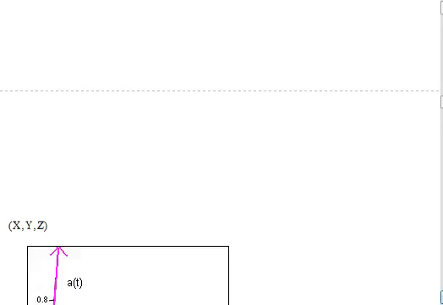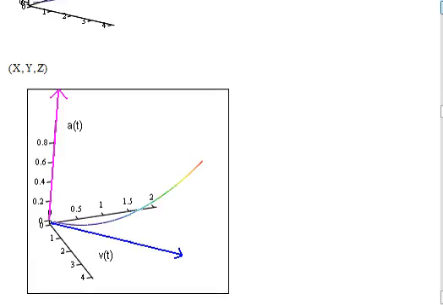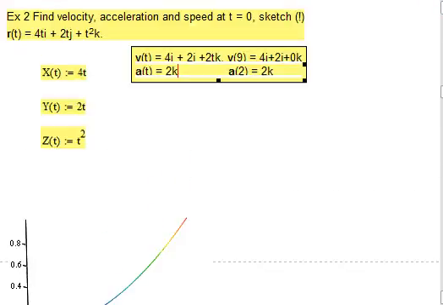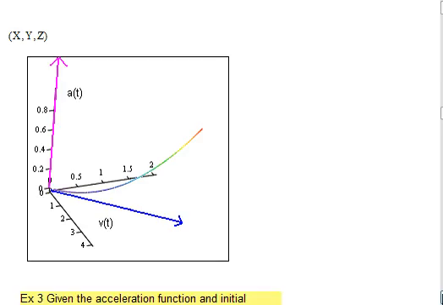There's our picture. Here's our picture with the velocity vector and the acceleration vector 2k. The velocity vector, as I recall, was 4i plus 2j at the point where t is 0. So 4i plus 2j. It's kind of like a line with slope 2, and acceleration is along the z-axis, so 2k.